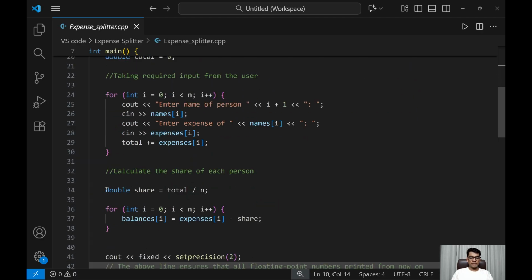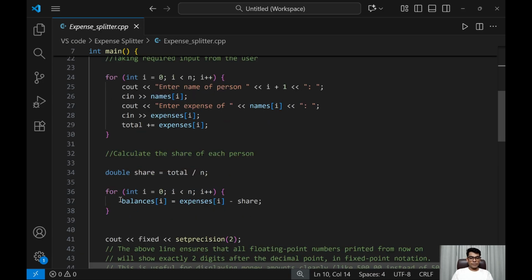Then I will calculate the share. Share is basically total by n, that is how much each person should pay ideally. And then I will calculate balance[i], which is equal to expenses[i] minus share. What is it used for?